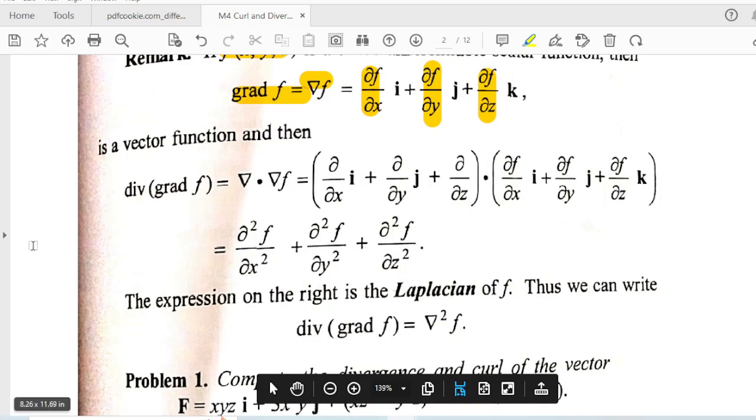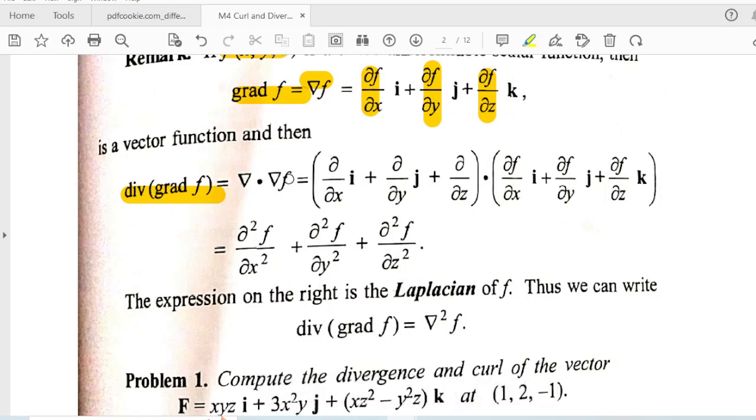Now let us see divergence of grad f. So divergence is del dot del f. So first let us see what is in the bracket: grad f, del f. Del f in the divergence, del dot del f.